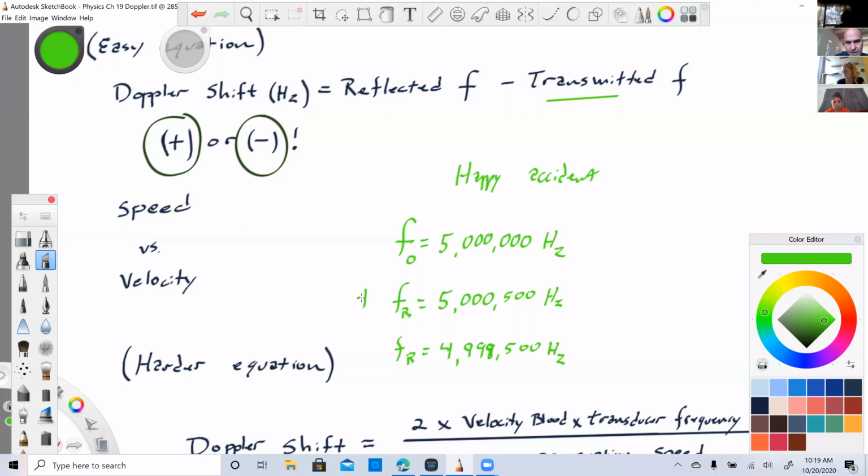So it could be a positive Doppler shift. That blood was coming towards you. If the frequency is higher, it's a positive. If the frequency is smaller, it's now a negative, because that blood cell is going away from you. But in either case, we have a Doppler shift of 500 hertz. And the happy accident, as we said, human hearing is 20 to 20,000 hertz. That's a large amount. That's a lot of hertz. But the happy accident is that when blood shifts, when frequency shifts, it is within our hearing range.